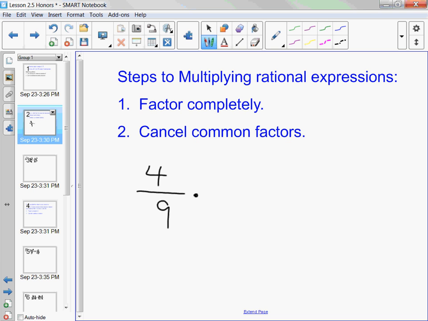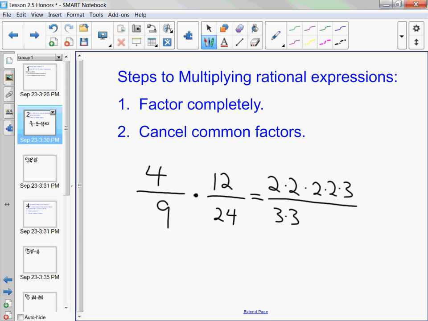times 12/24ths, you could factor these completely. For example, 4 can be 2 times 2. 12 can be 2 times 2 times 3. 9 can be 3 times 3. And 24, let's see, that breaks down to 2 times 12, 3 times 4, 2 times 2. So 3 factors of 2, 2 times 2 times 2, and a factor of 3.